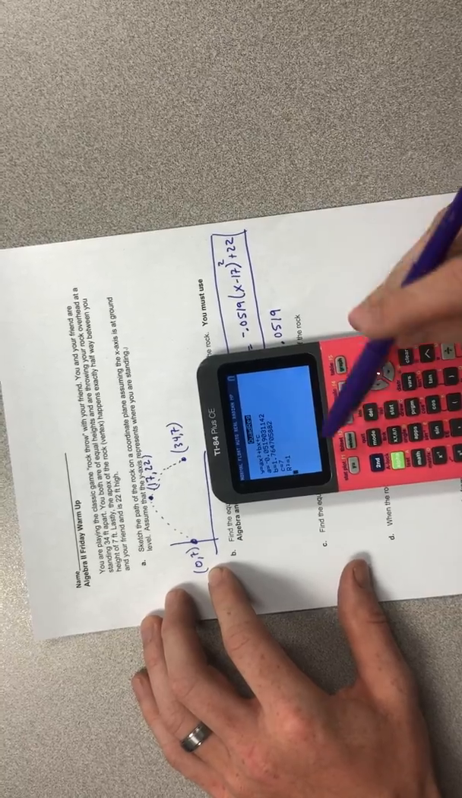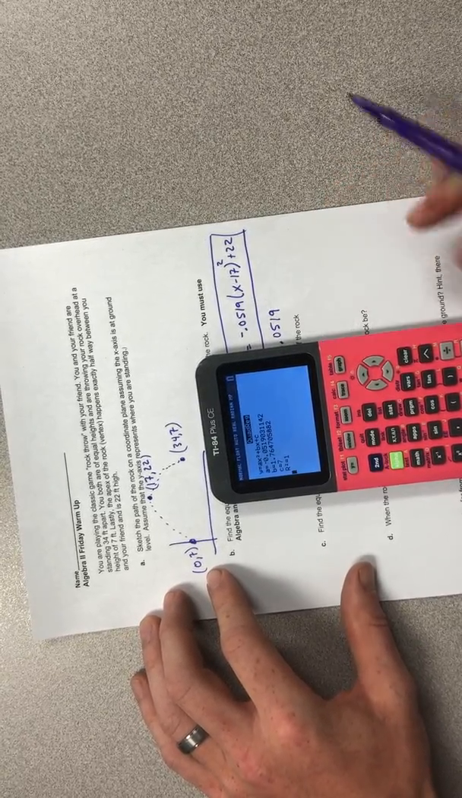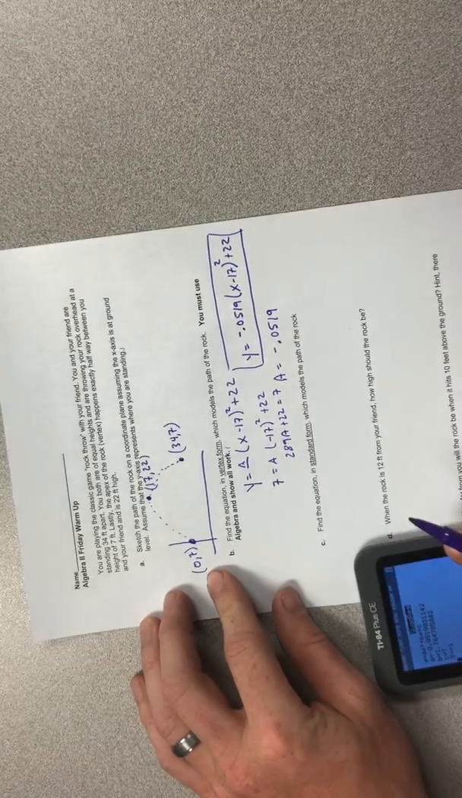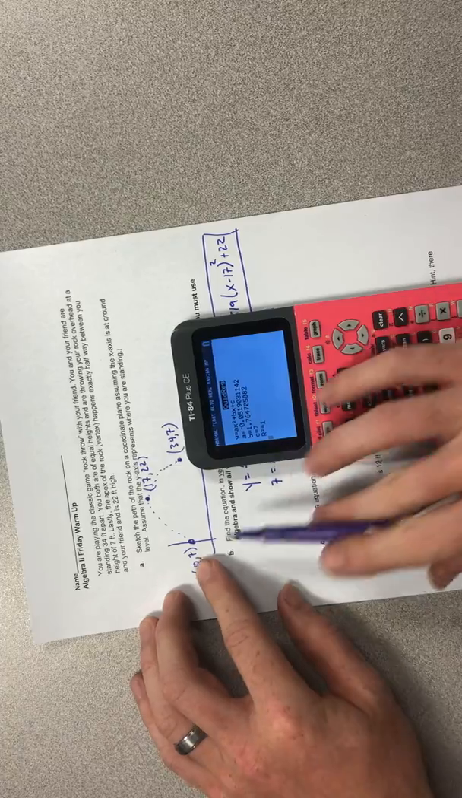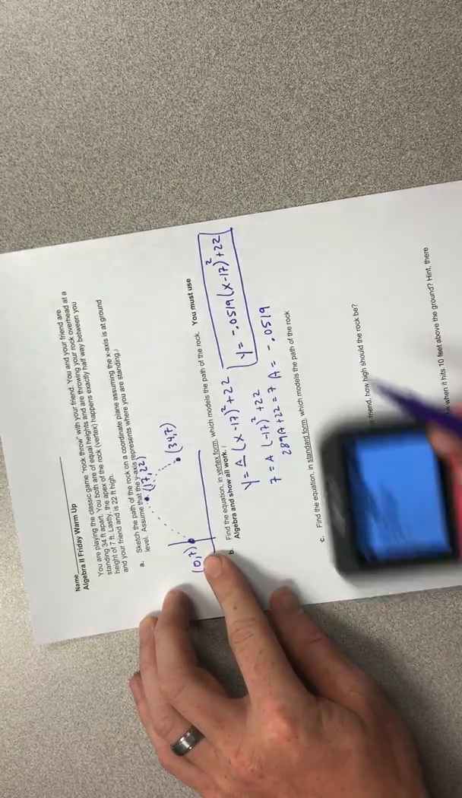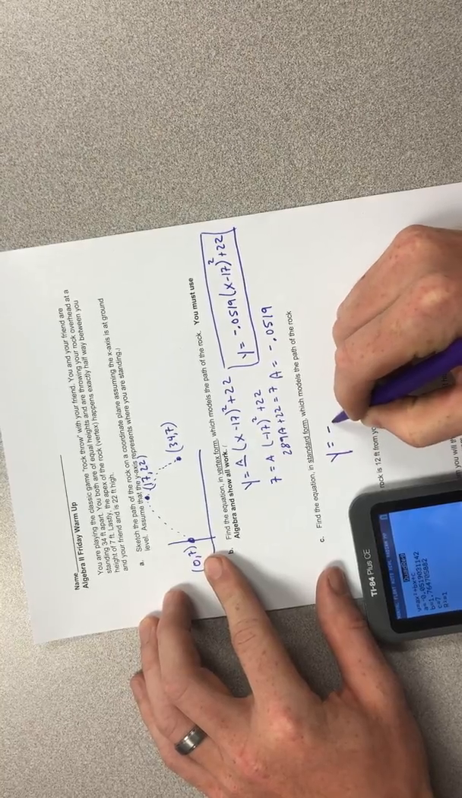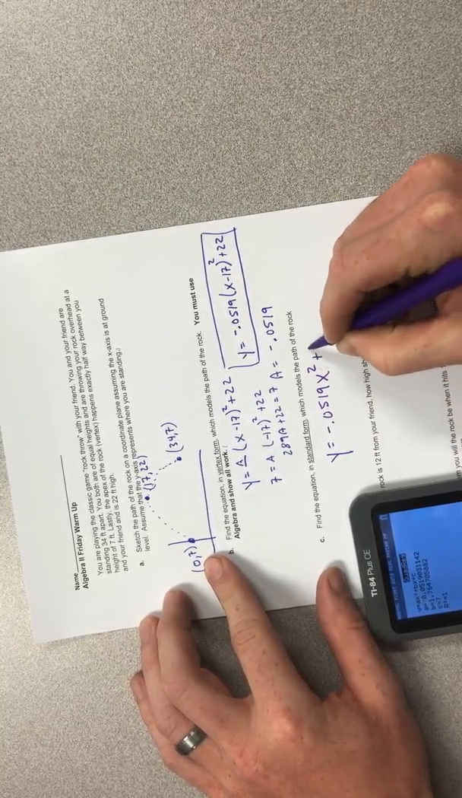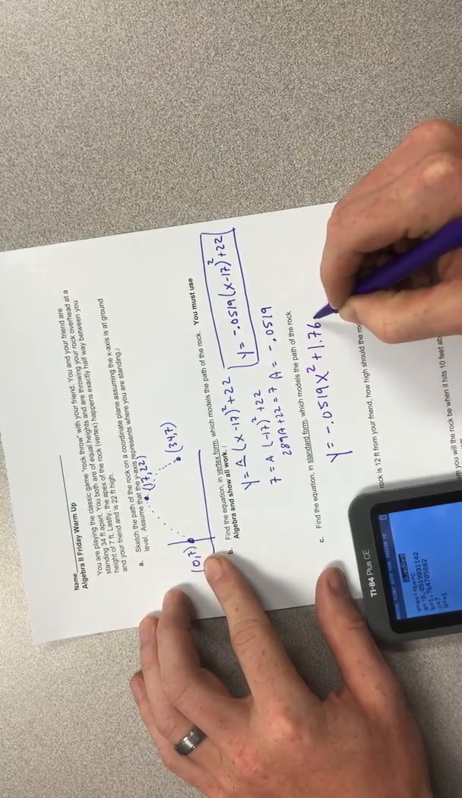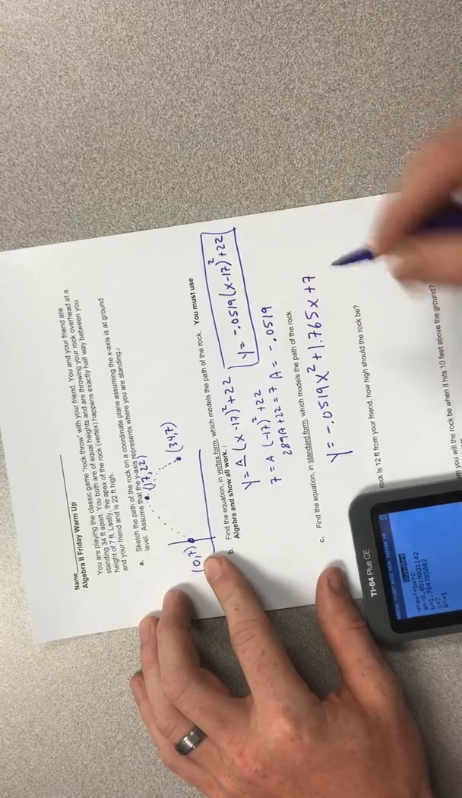Boom, it'll do it for me. So notice, this A value is the same as this A value. They better be, because they're the same parabola. Also, notice that my y-intercept is 7. It better be, because that one was 7 too. So it's going to look something like this: y equals negative 0.0519 x squared plus 1.765x plus 7.